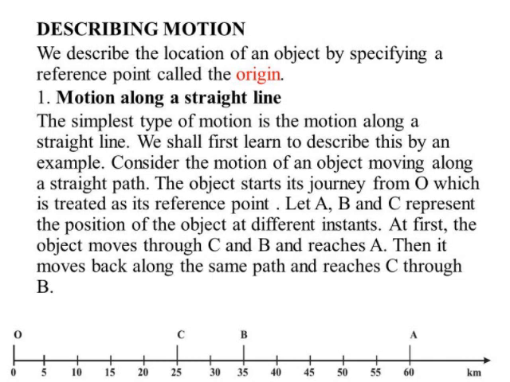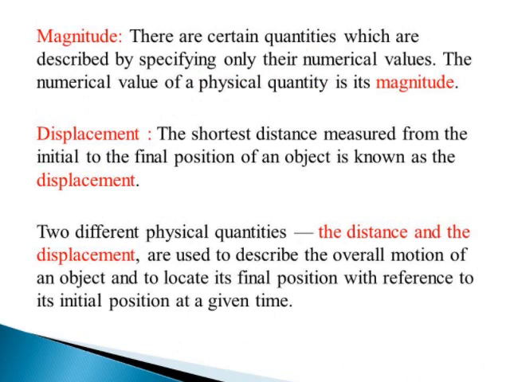Motion along a straight line. The simplest type of motion is the motion along a straight line. We shall first learn to describe this by an example. Consider the motion of an object moving along a straight path. The object starts its journey from O, which is treated as its reference point. Let A, B and C represent the position of the object at different instants. At first, the object moves through C and B and reaches A. Then it moves back along the same path and reaches C through A and B.